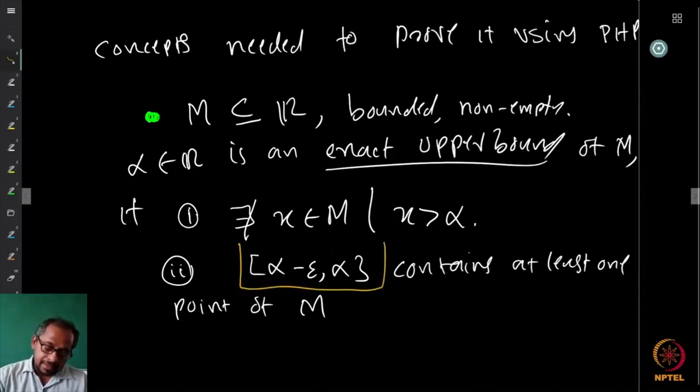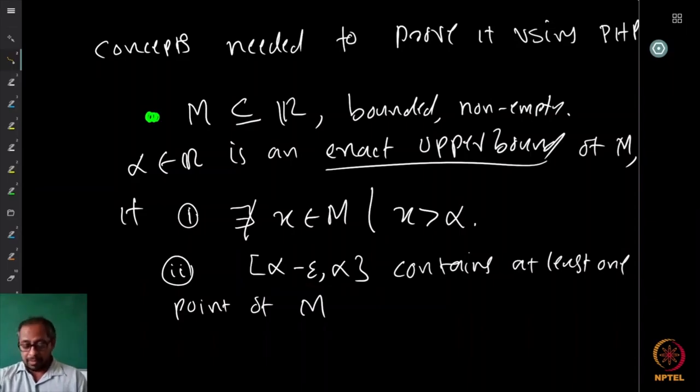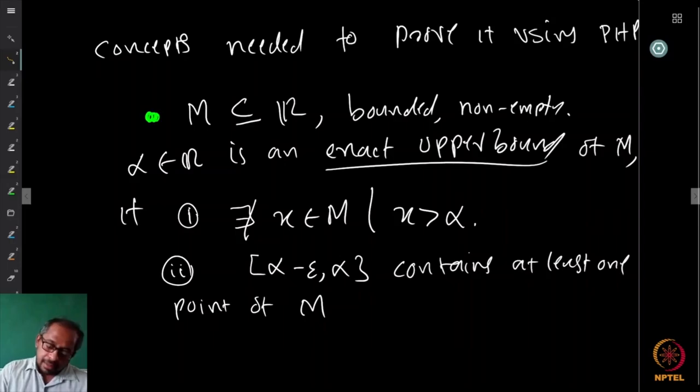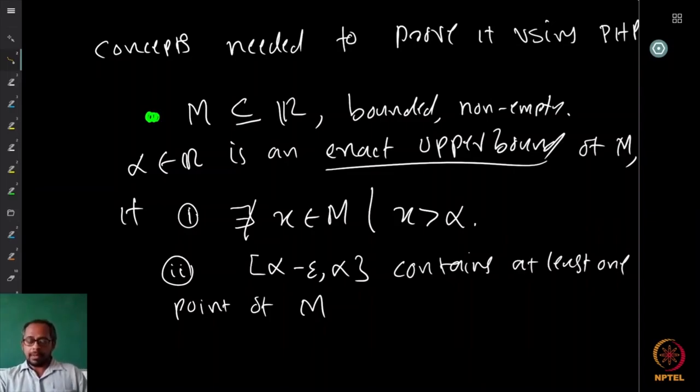Second, for every epsilon, the interval alpha minus epsilon comma alpha contains at least one point of M, not limit point. As close as you want to go, there should be one point, again and again. I'm saying at least one point of M, because this point of M may be disconnected and sitting outside as a single point on the right hand side. That is still a point with this property. You don't need infinitely many points for it to be an exact upper bound. But still, you can show the existence of an exact upper bound using the infinite Pigeon-Hole principle if you want.